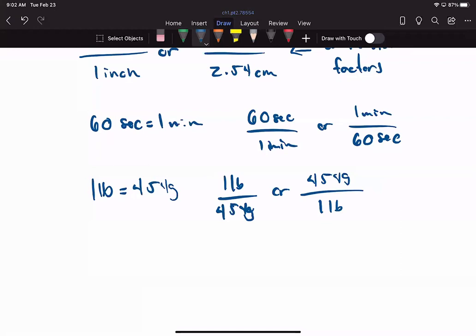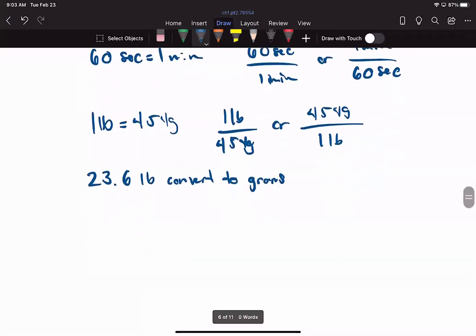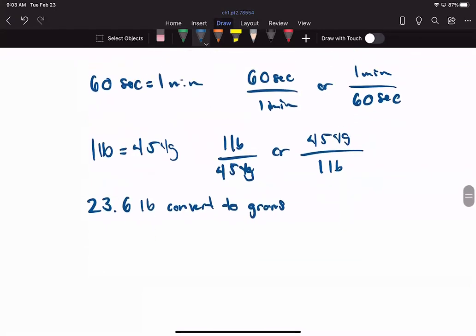If I have 23.6 pounds and I want to convert to grams, well, I'm going to need one of these two conversion factors.